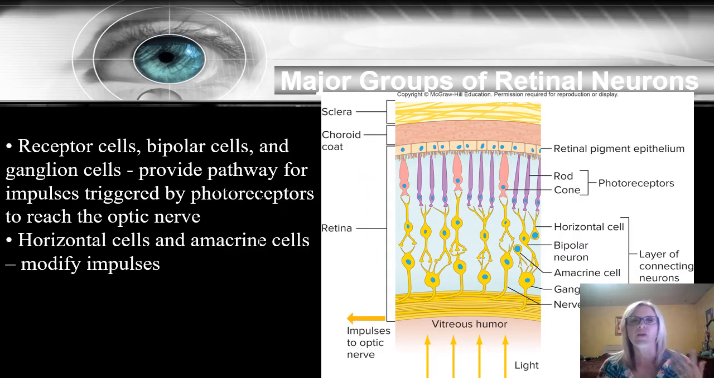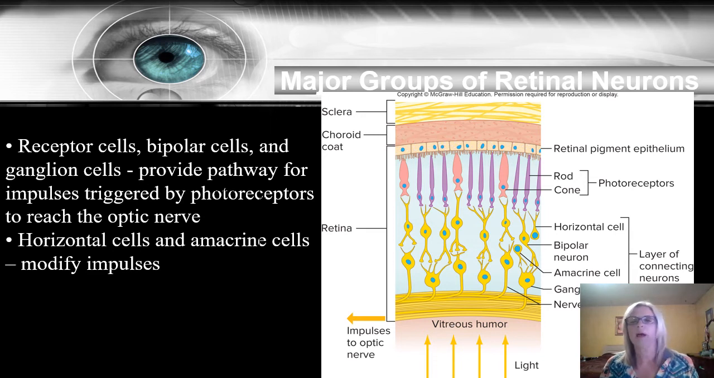All right, so we've got 5 groups of retinal neurons that provide a pathway for impulses to be received, interpreted, and travel to the optic nerve and on to the brain. So they travel through these retinal neurons. We have receptor cells, bipolar cells, ganglion cells. Those provide that pathway for impulses that are triggered by those photoreceptors, which is the sensory portion. And then they will eventually go to the optic nerve.